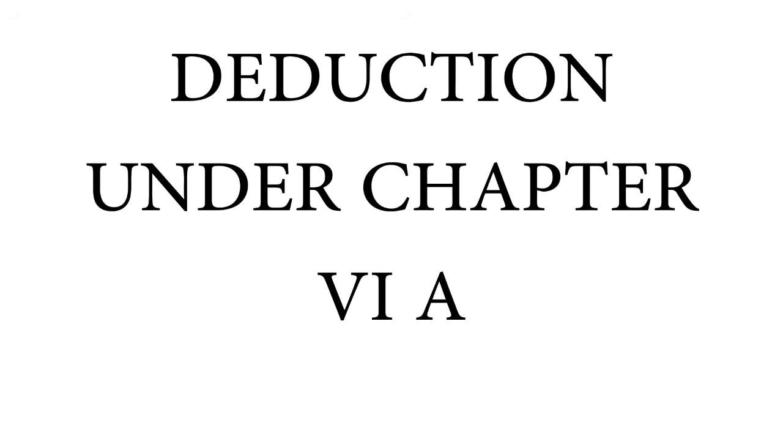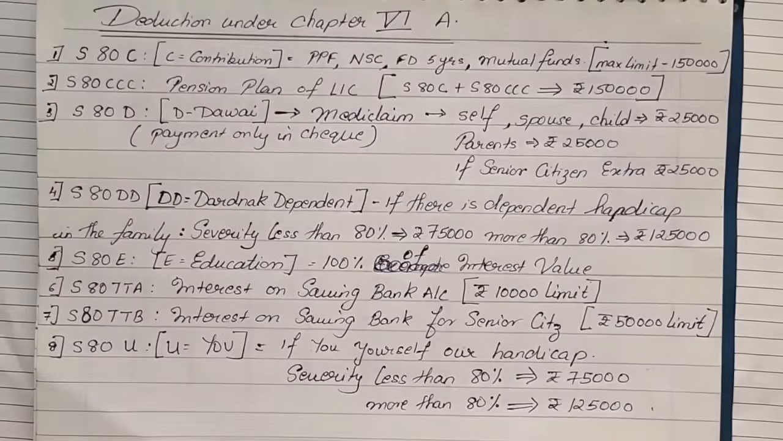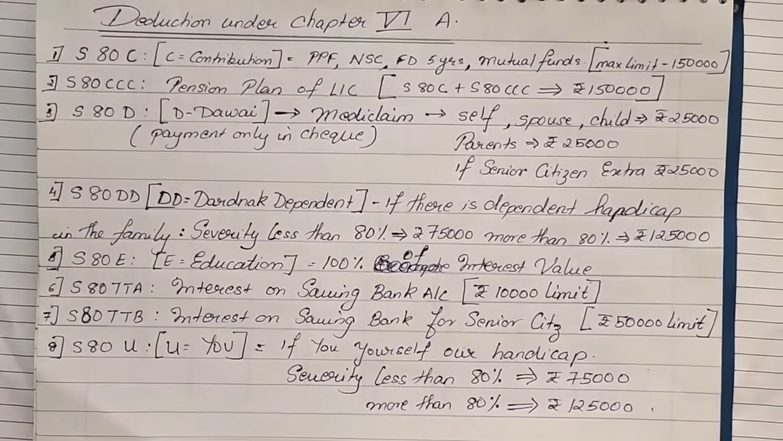Okay, now let us first go through all the deductions under chapter 6A, because after that, whichever chapters we are going to solve, this will be very important. Okay, so let us see what are the various deductions under chapter 6A. Now there are 8 important deductions that need to be learned under chapter 6A.